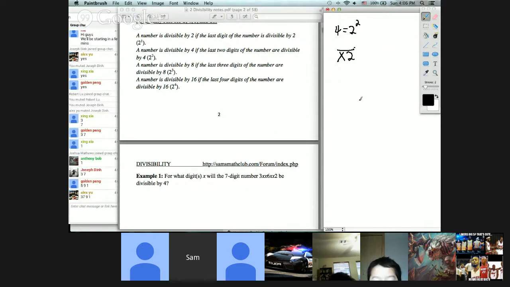Some of you got it down here. For example, if x equals 1, 12 is divisible by 4, so that works. If we put in x equals 2, 22 is not divisible by 4, so this doesn't work. 32 is divisible by 4, so that works. 42 does not work because it's not divisible by 4. 52 does work; it's divisible by 4.